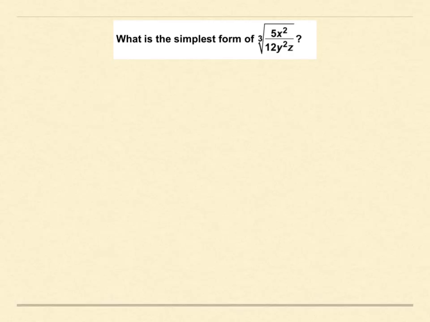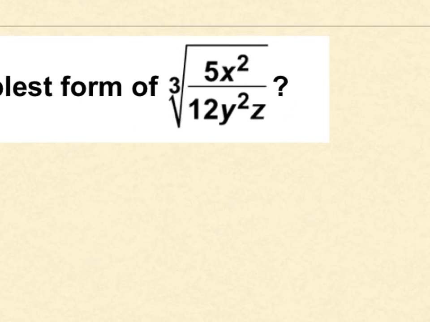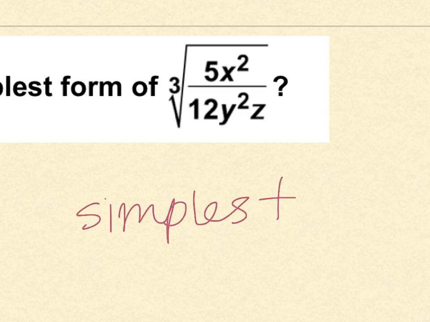More simplified. Okay. What is the simplest form of the cubed root of 5x squared over 12y squared z? Can we flip things? What do you mean flip it? Can you simplify 5 over 12? No, you cannot. Exactly. So we're just going to leave it the way it is. Can we simplify any of the x's, y's, and z's? No. So this would just be simplest form already. So we can't simplify this any further.